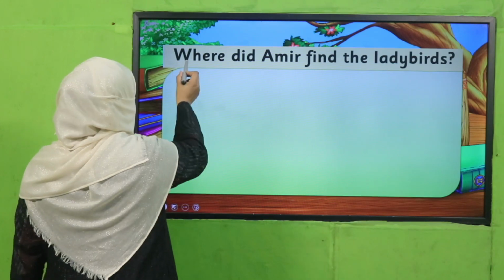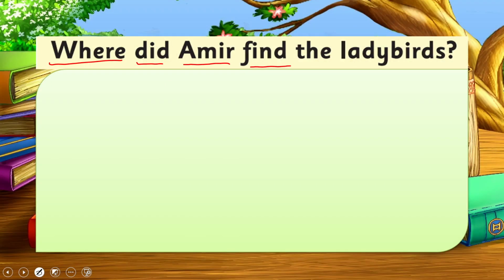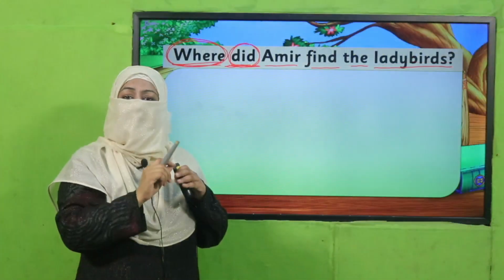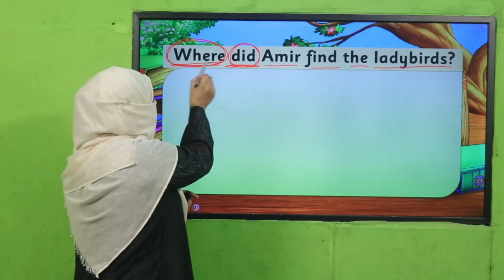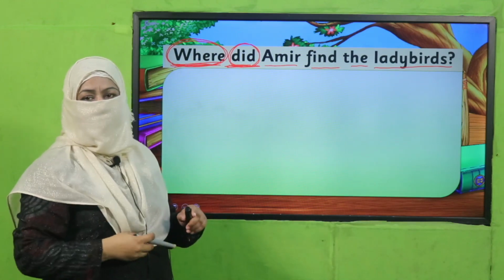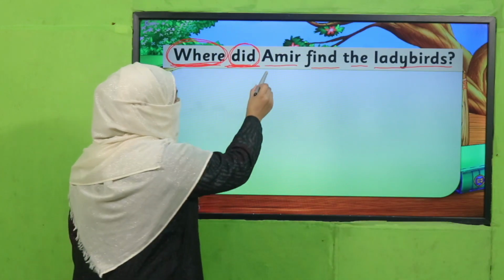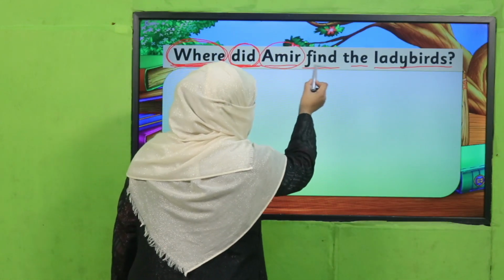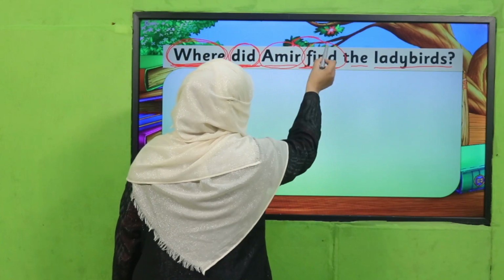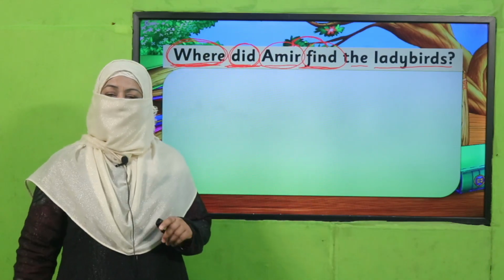Now you tell me, where did Amir find the ladybird? So first of all, it's "where". It means it's a question of factual information. "Did" is telling us it's the second form of do, so it is simple past tense. So how will you answer? You will answer by telling the place, using simple past tense, and the keywords are Amir and its verb is find. Okay, so I have given you all the clues.